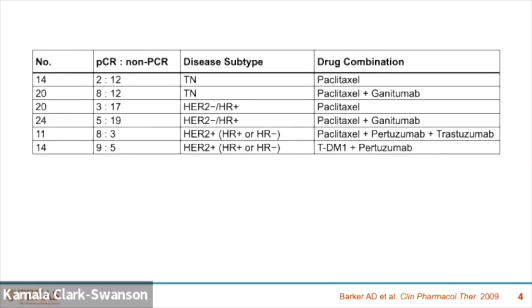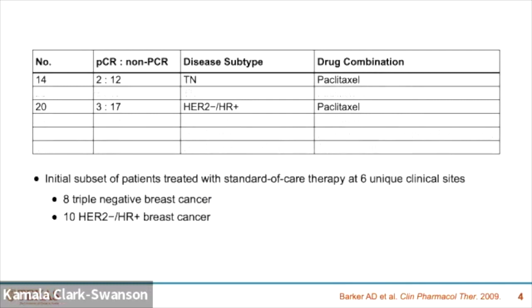So the patients that we're working with have good quality MRI data for 3 visits. But for this initial study, I'm working with a subset of patients that have either triple negative breast cancer or HER2 negative, HR positive breast cancer. And these are all in the standard of care group because we're trying to model the control patients before we move into experimental therapies.